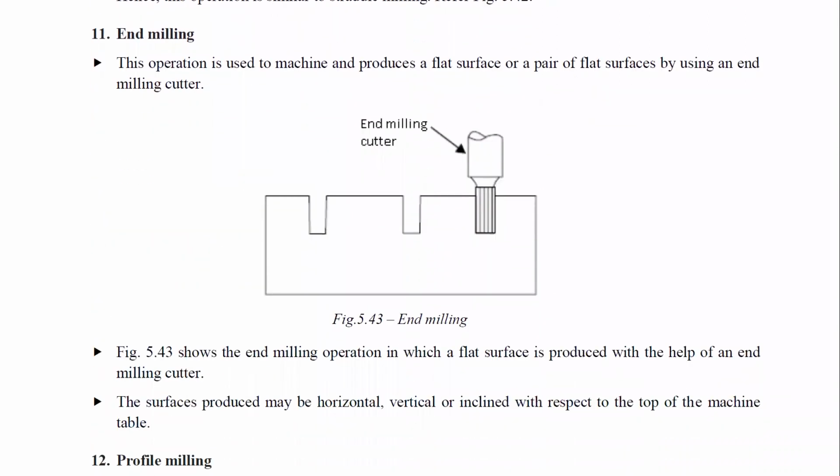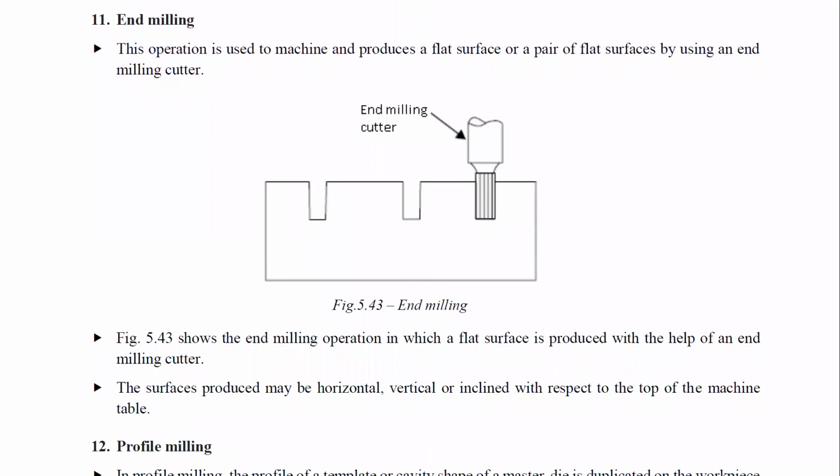Then the end milling. This operation is used to machine and produce a flat surface or a pair of flat surfaces by using an end milling cutter. The figure shows the end milling operation in which the flat surface is produced with the help of an end milling cutter. The surface produced may be horizontal, vertical or inclined with respect to the table of the machine tool.